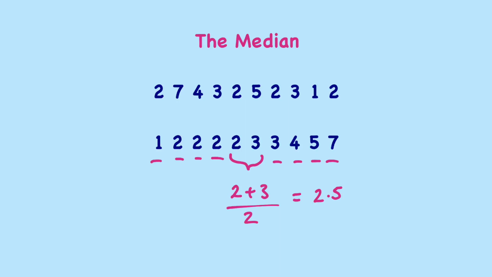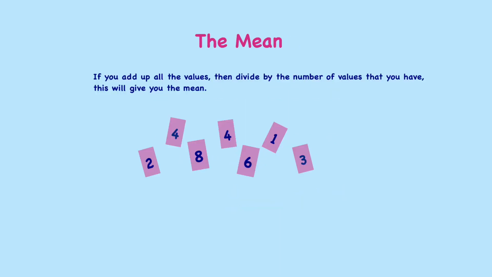So let's move on to the mean. Now the mean is the more difficult one because you have to add up all the values and then you have to divide by the number of values that you have.